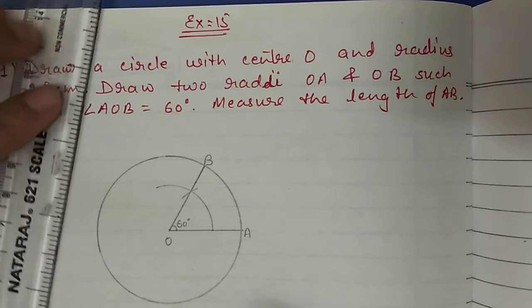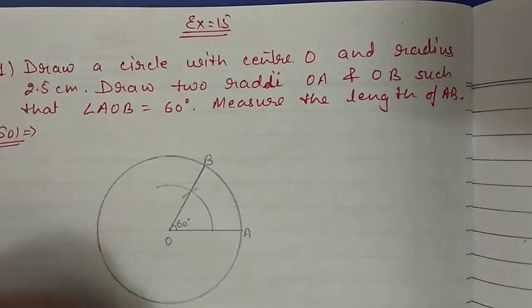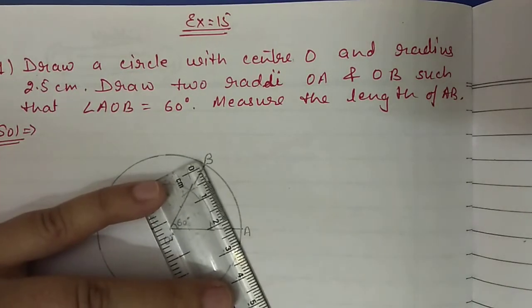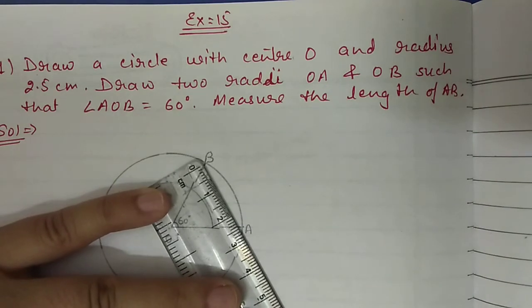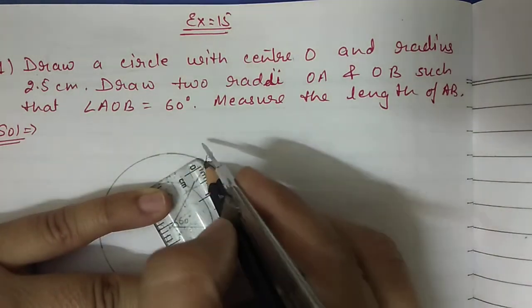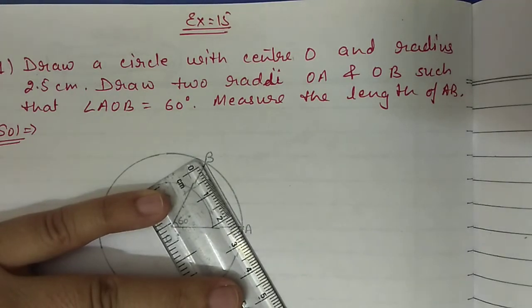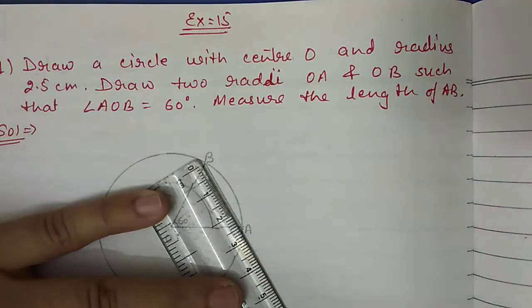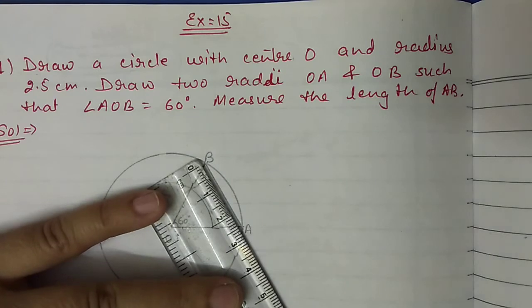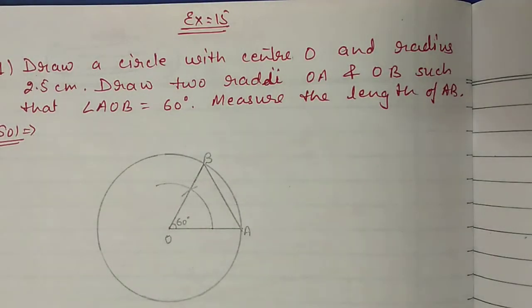Now you have to measure the length of AB. So first you join A to B and measure it. How much is it coming? It is coming 2.5 centimeter. So AB is 2.5 centimeter.